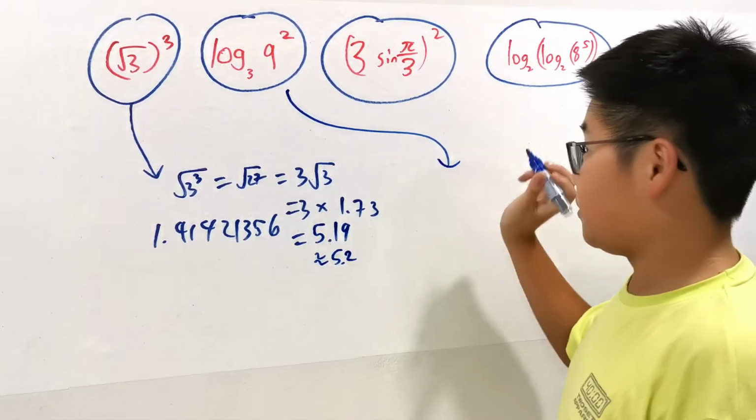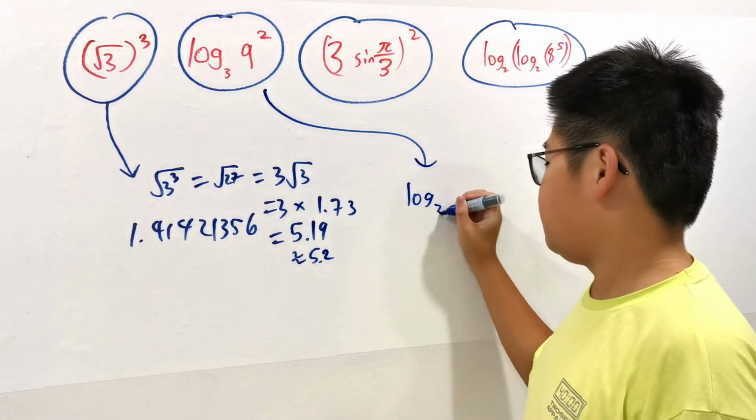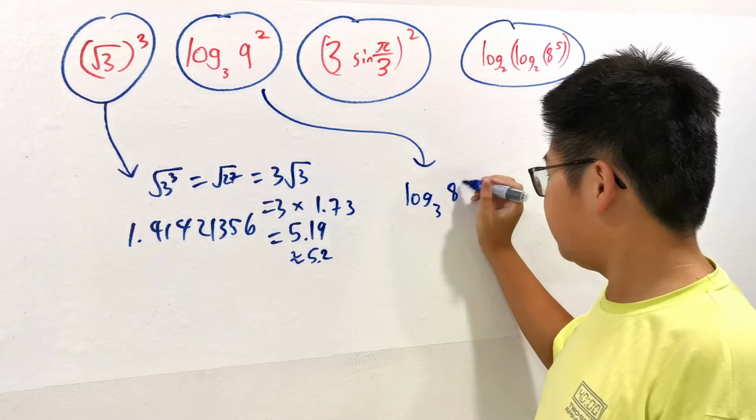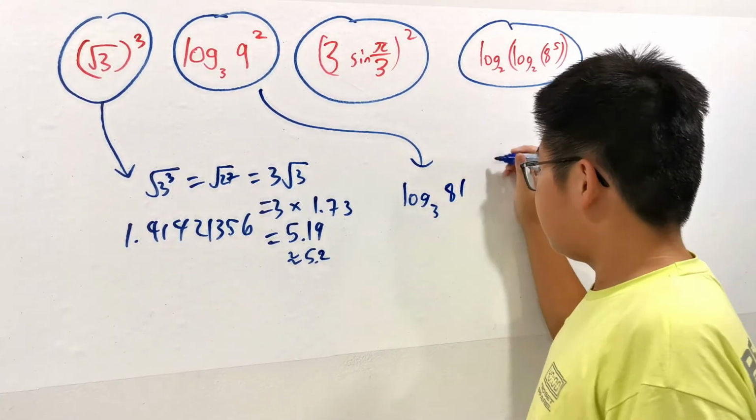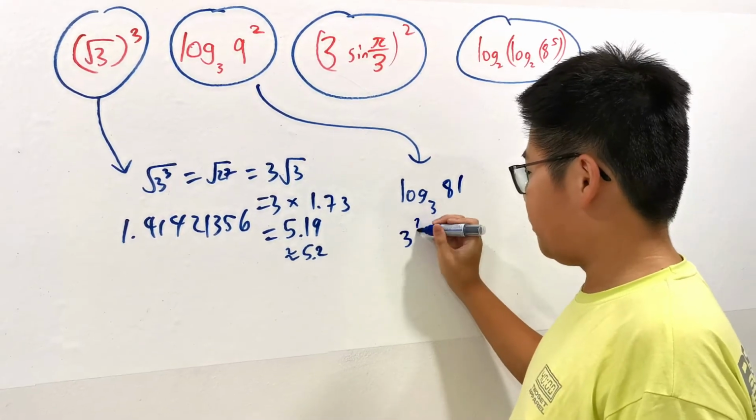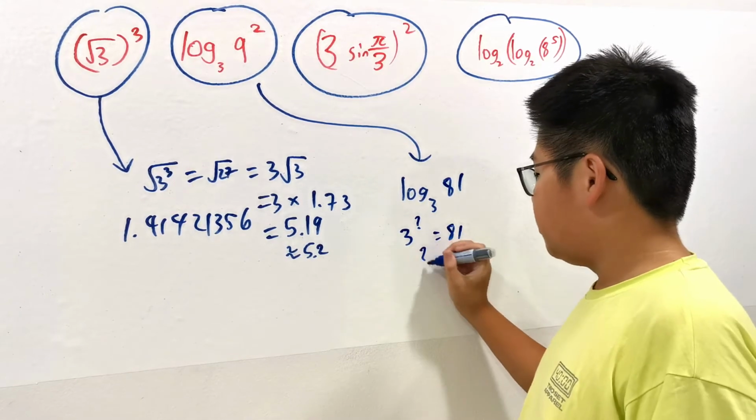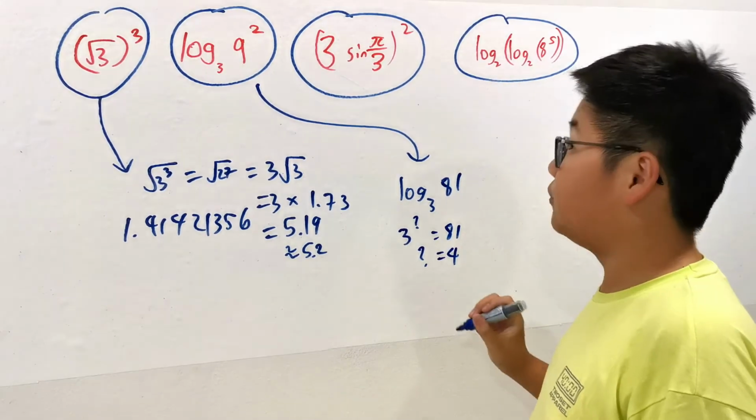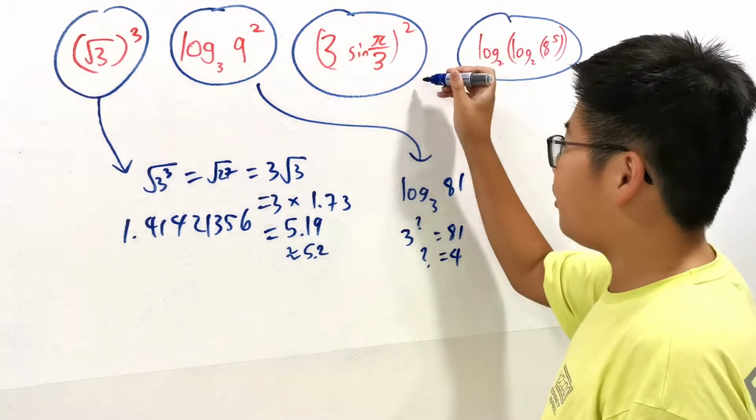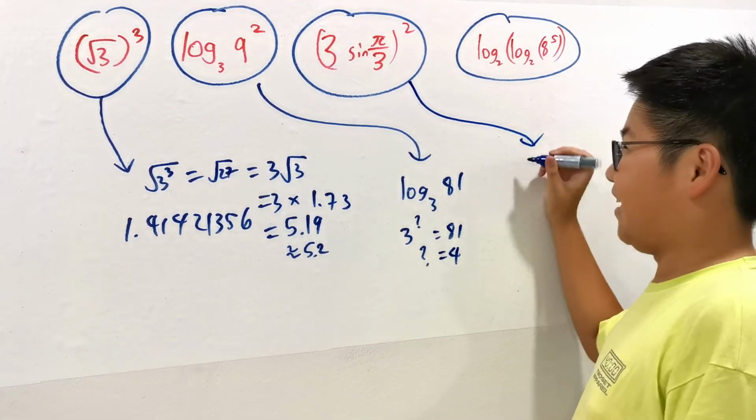Now let's look at this next one. So log base 3 of 9 squared, which is 81. This is basically asking 3 to the power of what equals 81. The what happens to be equal to 4. So this is the number we're looking for. I made a pun right there.